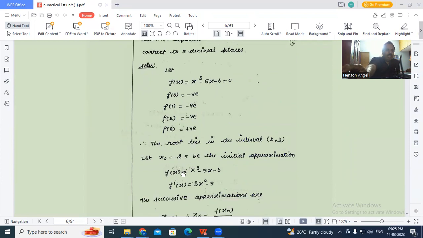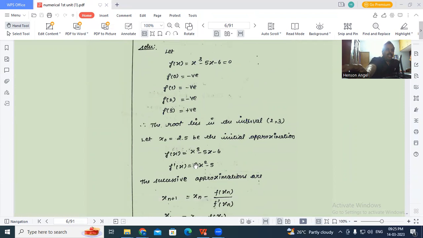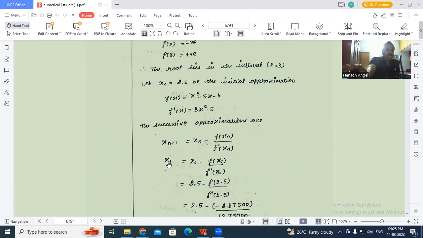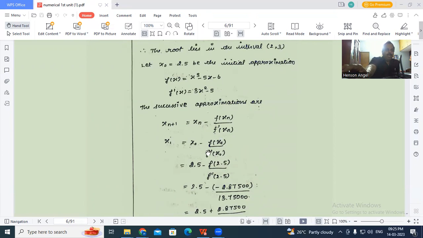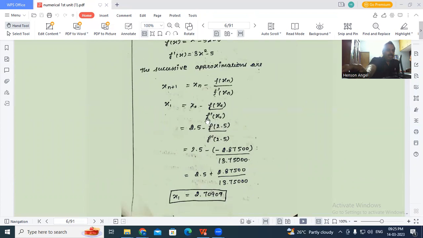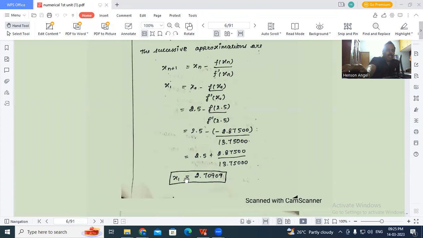So here f of x is x cube minus 5x minus 6. F dash of x is 3x square minus 5. The successive approximations are xn plus 1 equal to xn minus f of xn by f dash of xn. Now we calculate the first approximation x1. x1 equal to x0 minus f of x0 by f dash of x0. Now we can substitute the x0 value here. That is 2.5. So f of 2.5 by f dash of 2.5. When you substitute these values, we get the answer 2.70907. That is the first approximation.